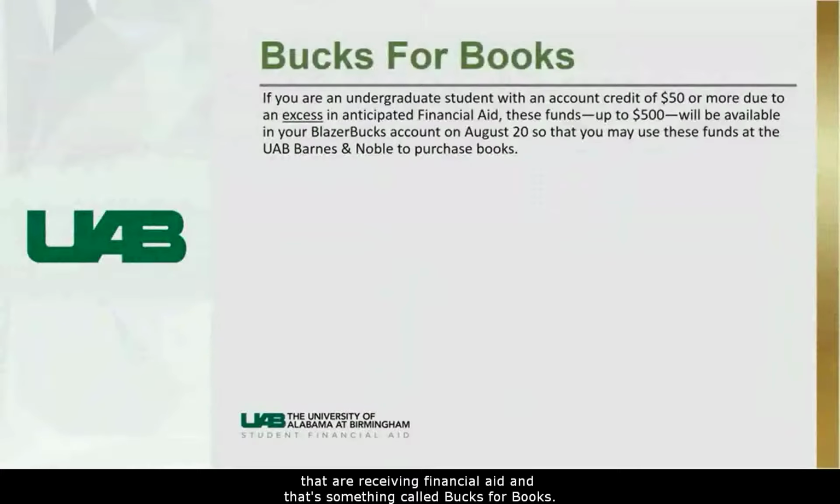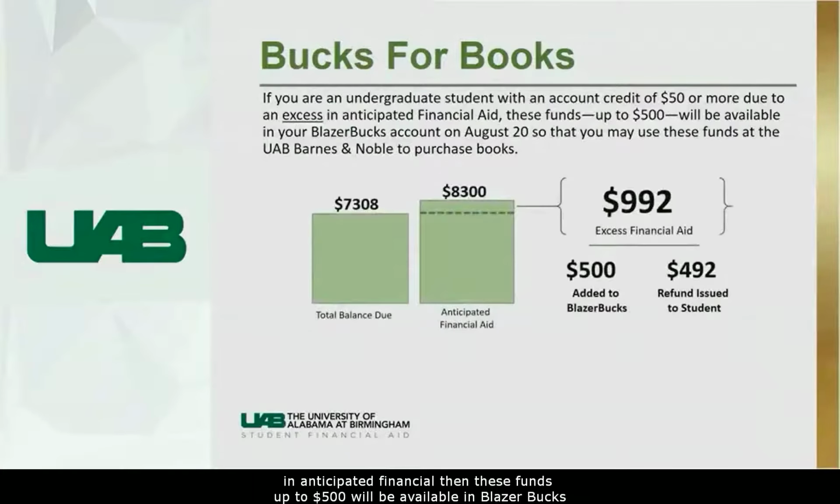One other thing I would want to make you aware of is another program that is offered for students that are receiving financial aid, and that's something called Bucks for Books. It allows students to utilize their financial aid refund to purchase books before the first day of classes. So if you are an undergraduate student, and it's only available to undergraduates, with an account credit of $50 or more, owed $50 or more due to an excess in anticipated financial aid, then these funds up to $500 will be available in Blazer Bucks for the student to take advantage of this fall to buy books at Barnes & Noble.